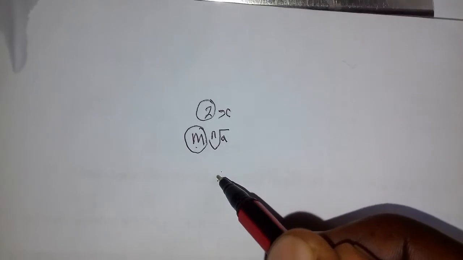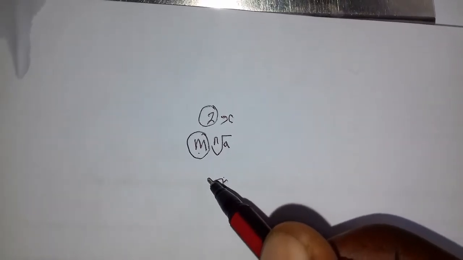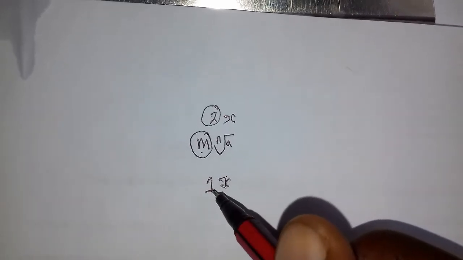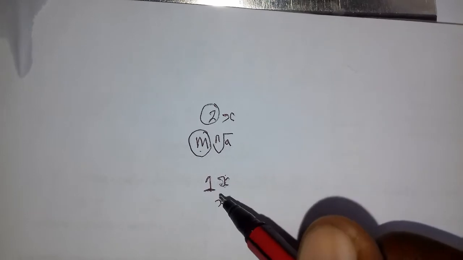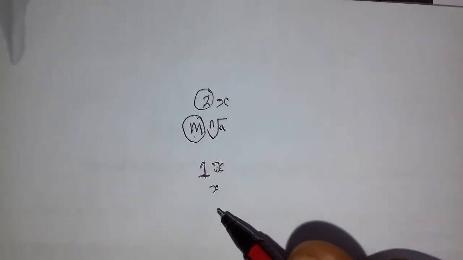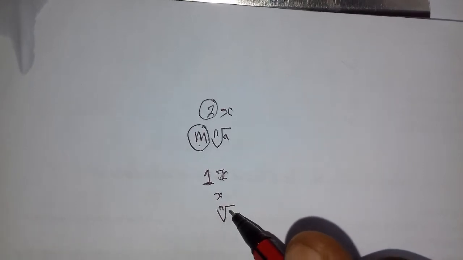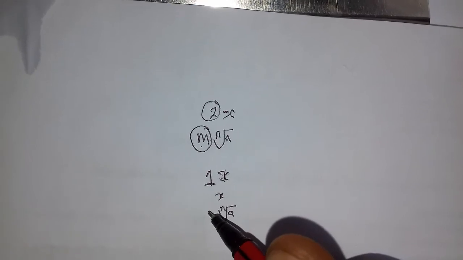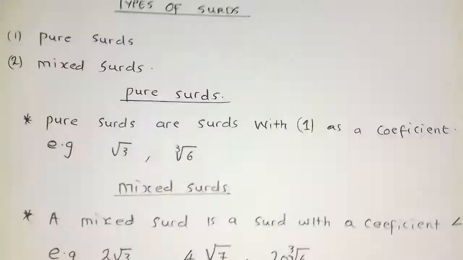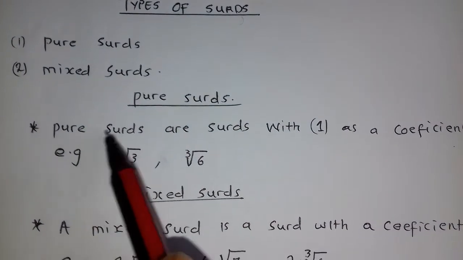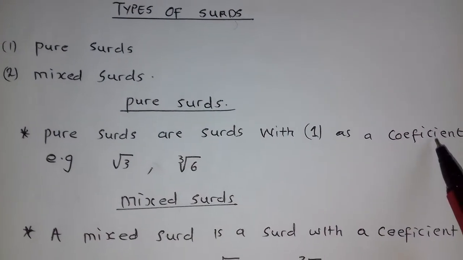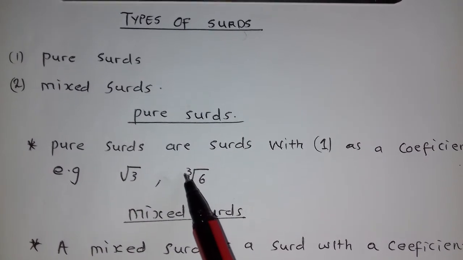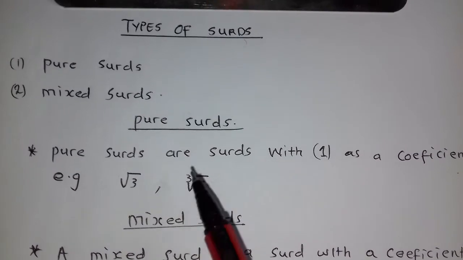So when you have a variable x and there is nothing written here, always you should know that there is 1 as a coefficient. We know that 1 times x we still get x, so it is as good as not writing it. So when you have a SAD, nth root over a, we should know that if there is nothing written here, there is an invisible 1. Coming back to our definition, we are saying pure SADs are SADs with 1 as a coefficient. As you can see here, there is an invisible 1, and here there is an invisible 1. So these two are called pure SADs.